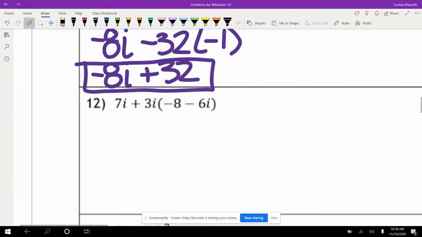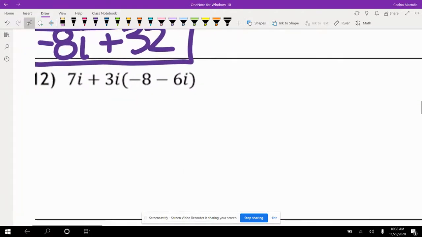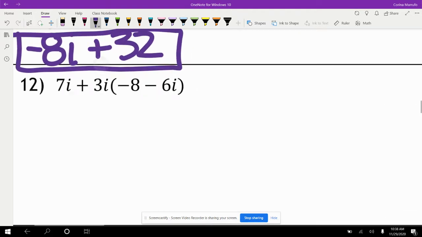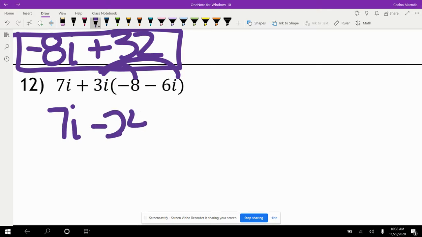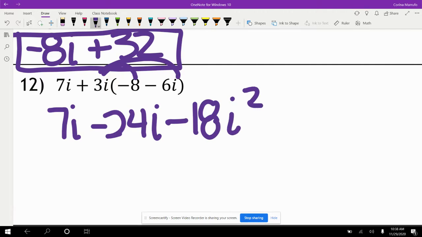Okay, so here we have 7i plus 3i times (-8 minus 6i). What we're going to have to do is distribute this 3i to each one. So we have 7i, we're not doing anything with it yet. 3 times -8 gives us -24i. 3 times -6i gives us -18i squared, because i times i gives us i squared. So I can go ahead and combine these two like terms.